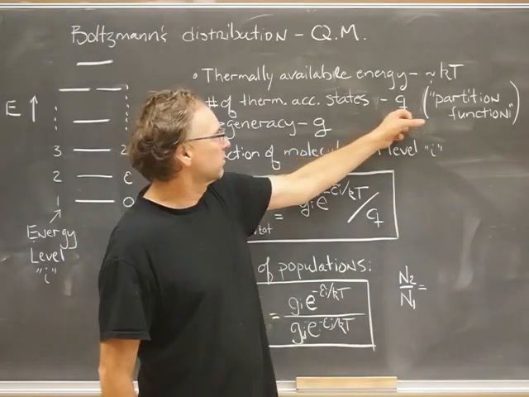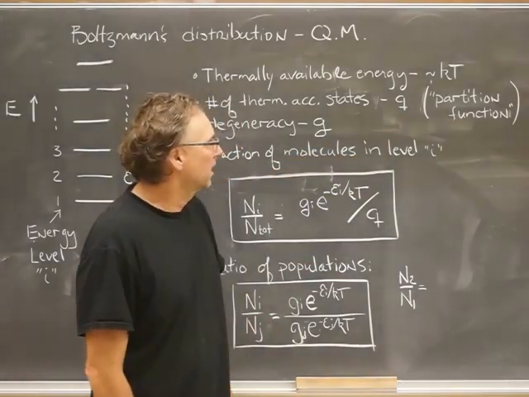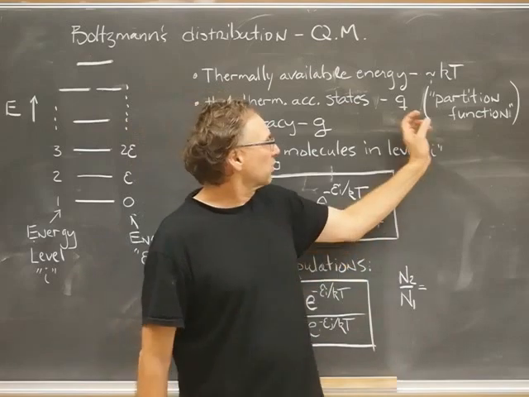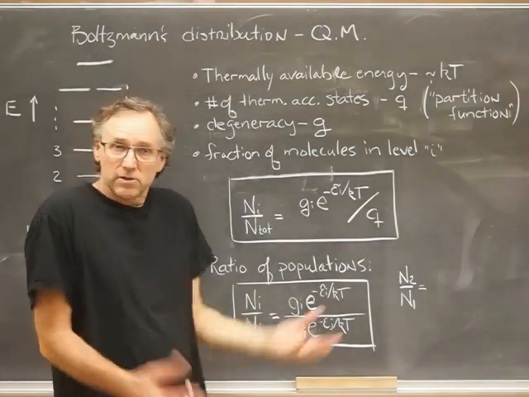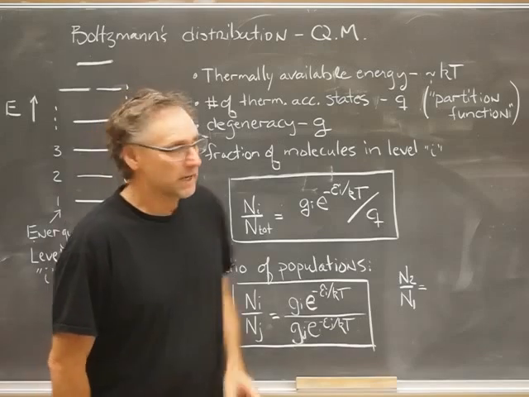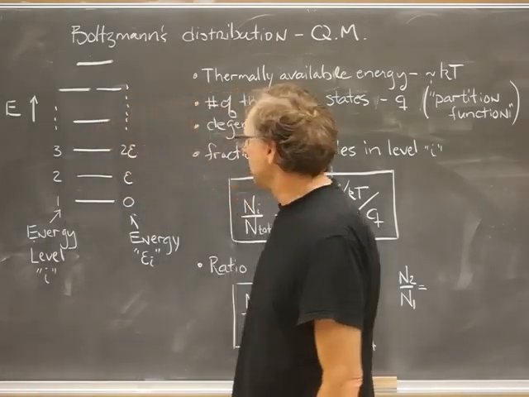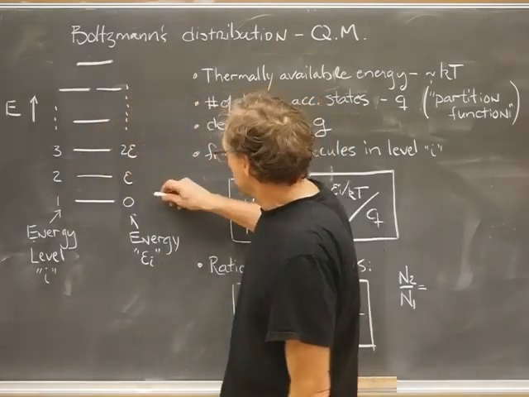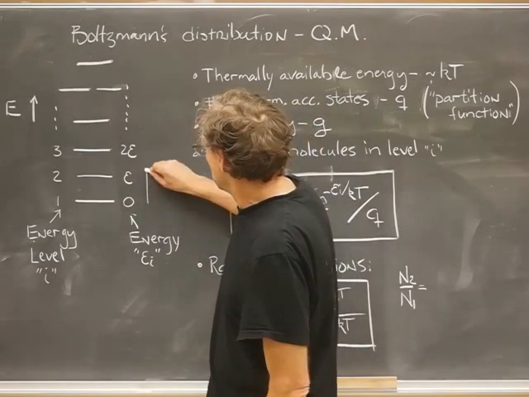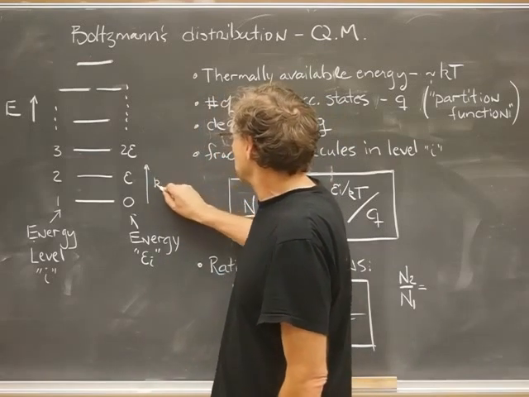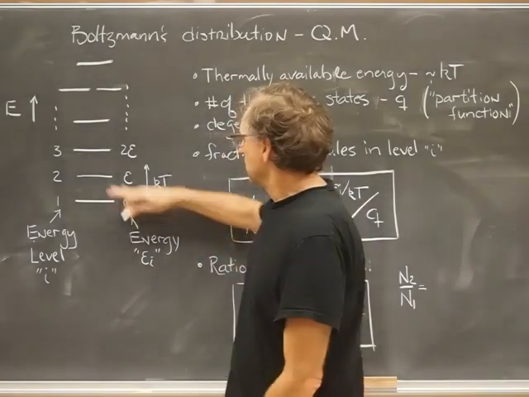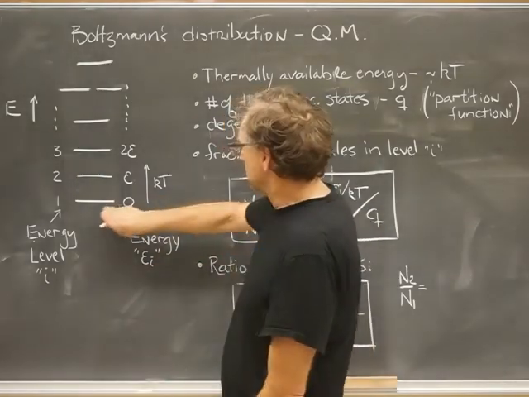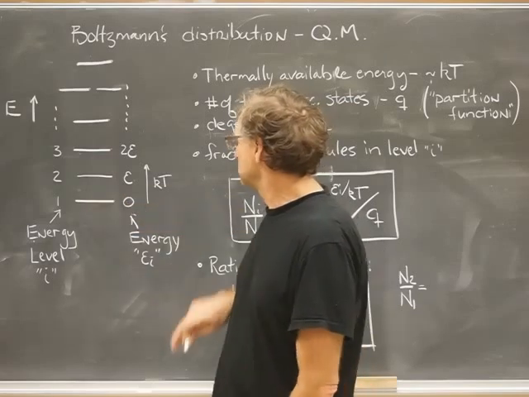That's given by this symbol Q, a different meaning of the symbol Q. It's called the partition function, and it just counts the number of thermally accessible states. So going back to this diagram, if kT had a value given by, say, that, then roughly Q must be equal to about 2, because that state's thermally accessible, and so is that one.